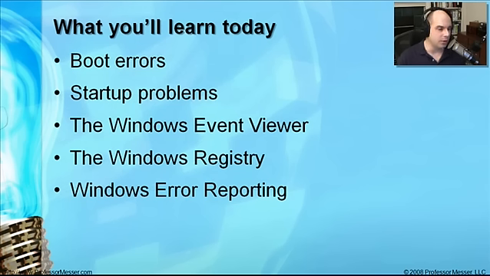In this module, we're going to learn about boot errors and startup problems, a little bit different scenarios in both of those things, but ultimately it means that our Windows desktop is not starting up. We'll also talk about, once Windows gets going, what you can find in the event viewer. We'll talk about the Windows Registry and how it's used to solve problems, and we'll also discuss Windows error reporting, which is some automated capabilities within Windows that might help solve problems in the future.